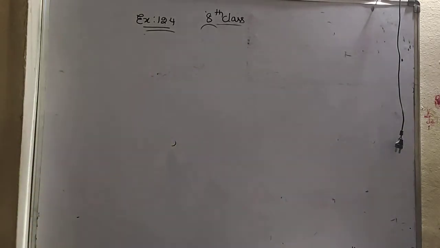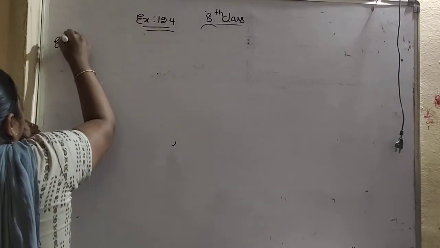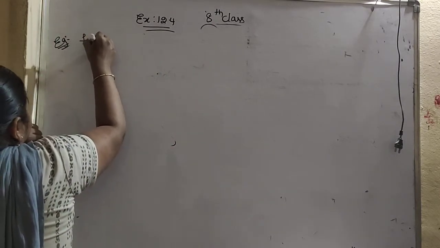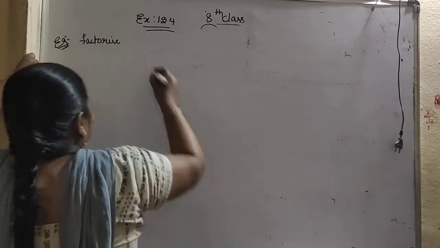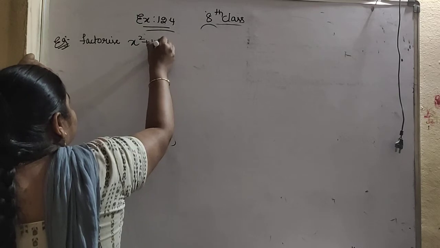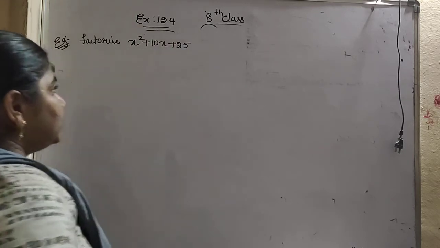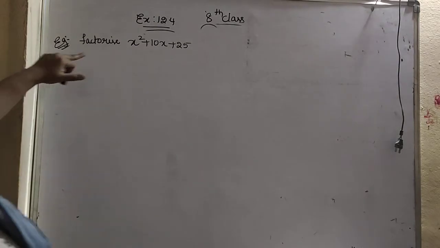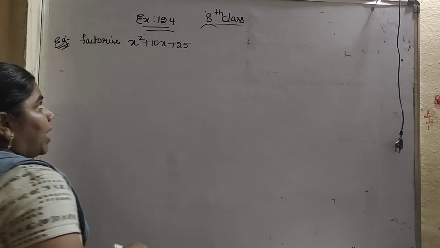Factorize. So next is example number 4. So what is that example number 4? Factorize x square plus 10x plus 25. So this one we have to factorize. It has 3 terms, and the first term and last term are in the form of squares. So we can apply the identity.